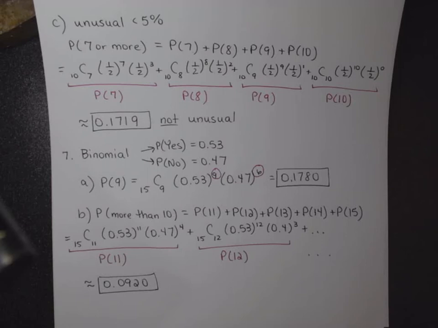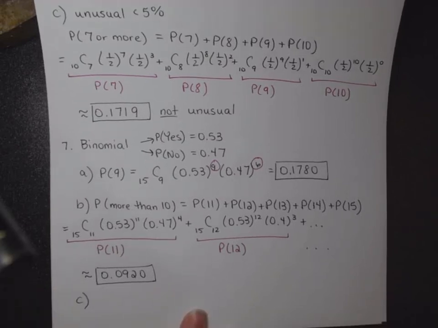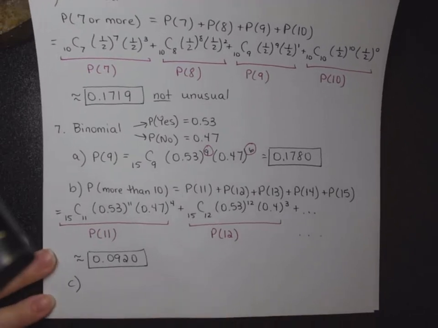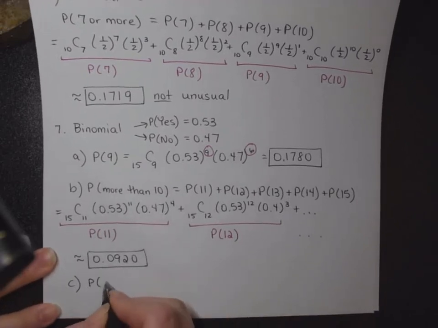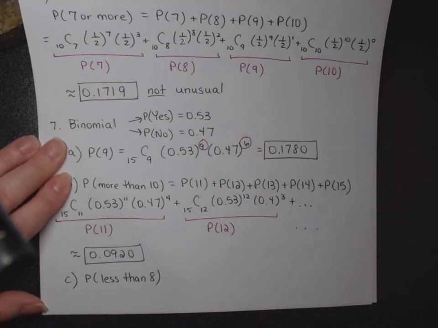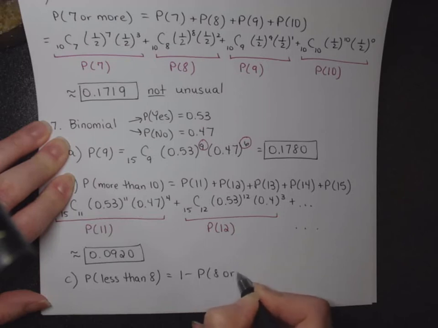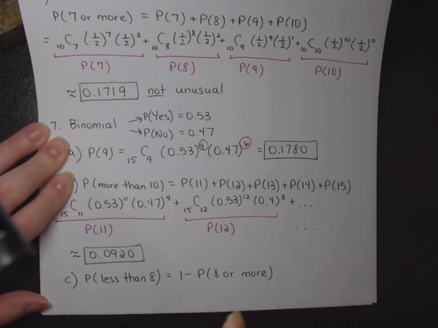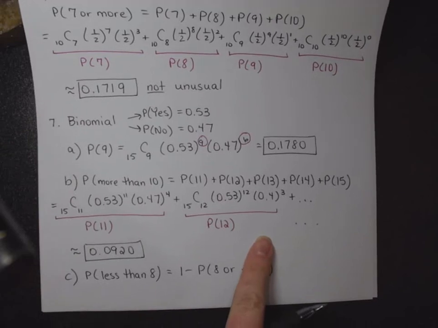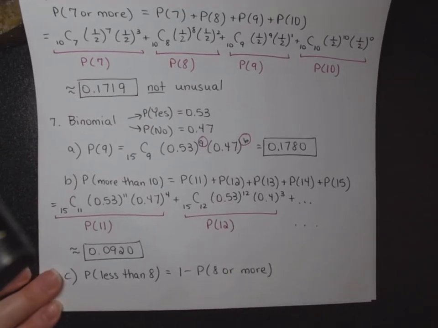Part C, what is the probability that fewer than 8? I thought this would have been quicker, so I want the probability of less than 8. Since I already figured out a lot of these, I did it the opposite way. I did 1 minus the probability of 8 or more. If you worked all this out, you already have 11, 12, 13, 14, 15. So all you really needed to do was 8, 9, 10. That's how I did it.